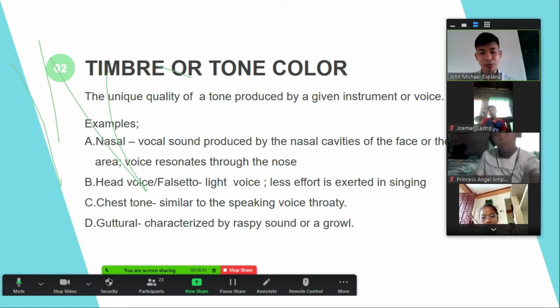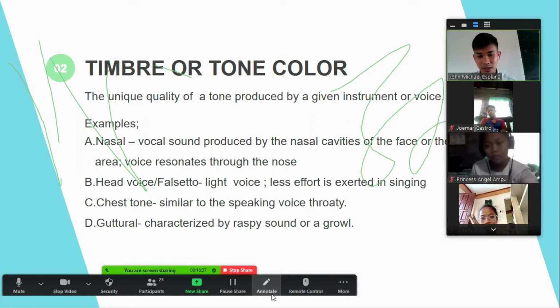Okay, so stop messing with my slides, so do not annotate.